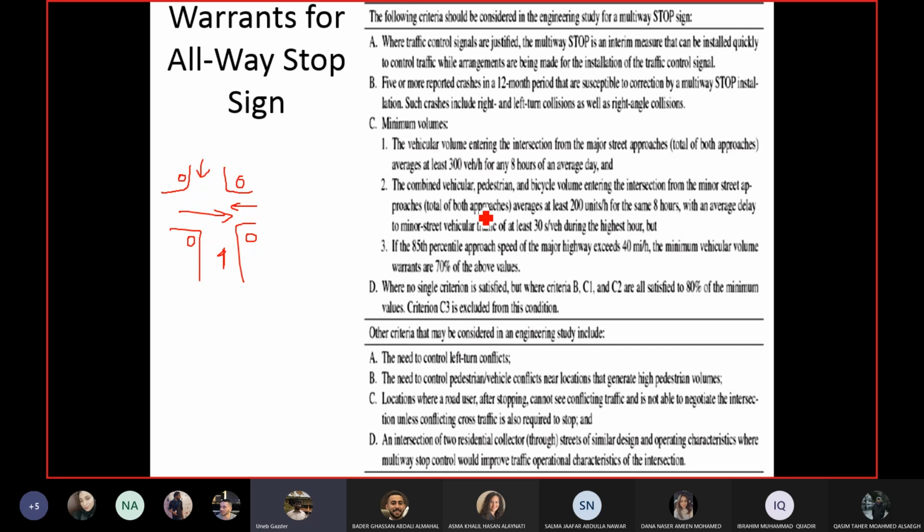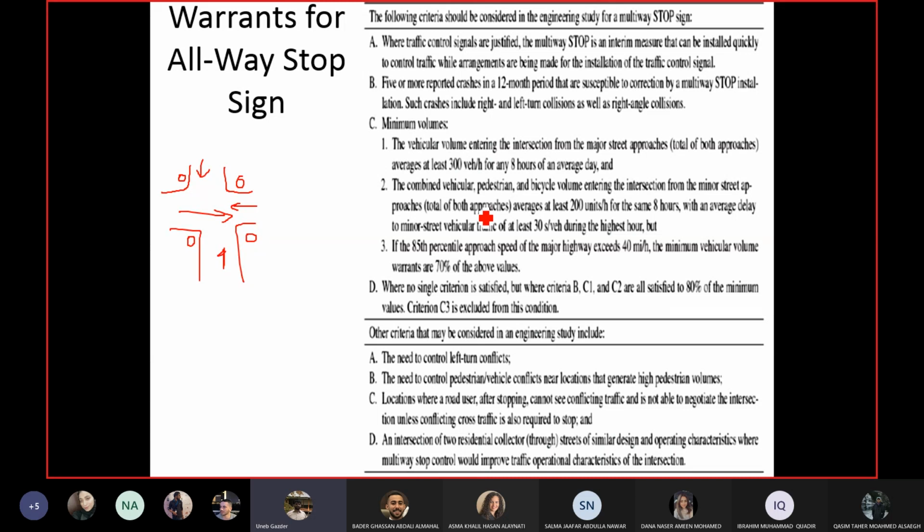If you do not fulfill the crash condition, you will go for the volume condition. If you do not fulfill the volume condition as well, that means you cannot put a multi-way stop sign. Simple as that. But if you do not fulfill the crash and volume conditions completely, but you are fulfilling them to 80%, so you don't have 5 crashes but you have at least 4 crashes, then 4 is 80% of 5. Obviously, if condition B is not fulfilled completely, you cannot put a multi-way stop sign on the basis of condition B.